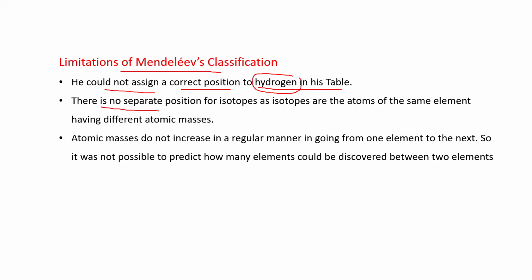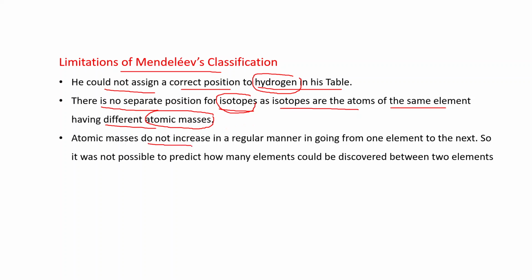Another one is that there is no separate position for isotopes. Isotopes are atoms of the same element having different atomic masses. Mendeleev's periodic table is based on atomic mass, so any atom with a different atomic mass should be given a separate position in the periodic table. But these isotopes could not be given a position in Mendeleev's periodic table.